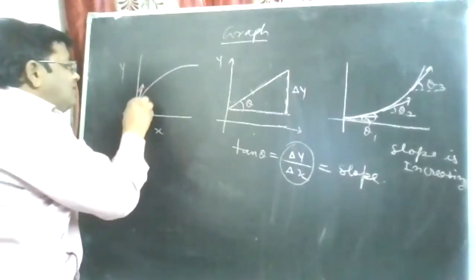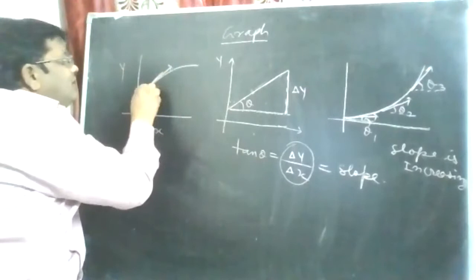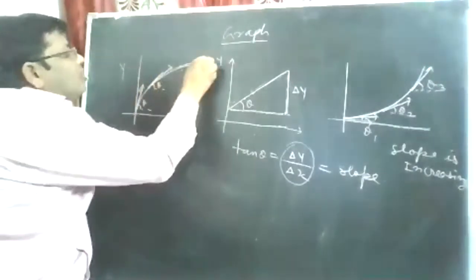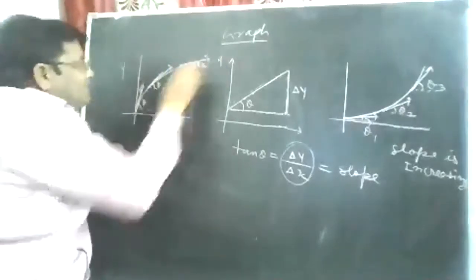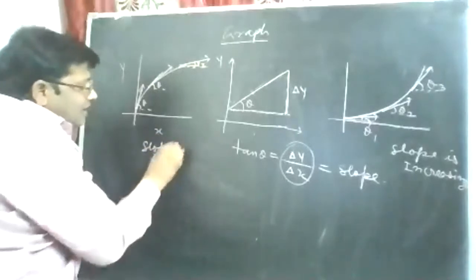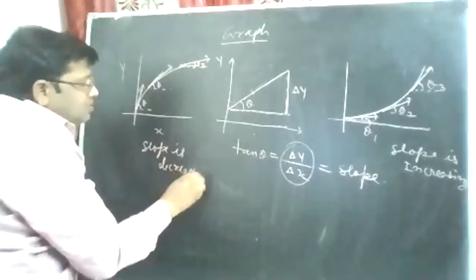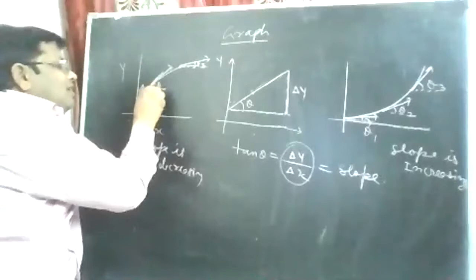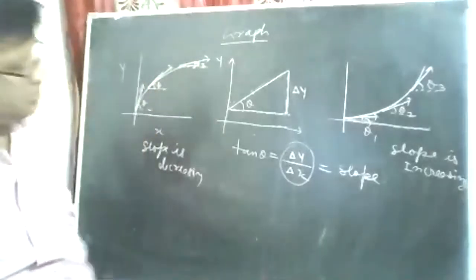Initially in the beginning, the slope is like this. This is the angle. Again draw a tangent here, this is theta 2. Here the tangent will be like this, this is theta 3. So we can say that the slope is decreasing. But it still remains positive. Why? Because this angle is an acute angle.